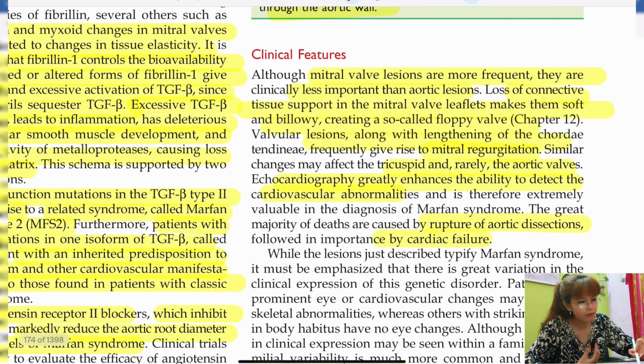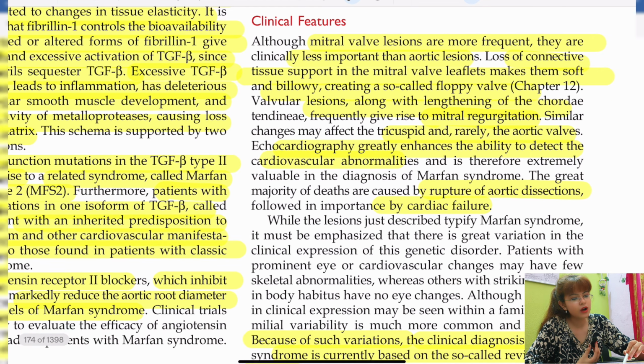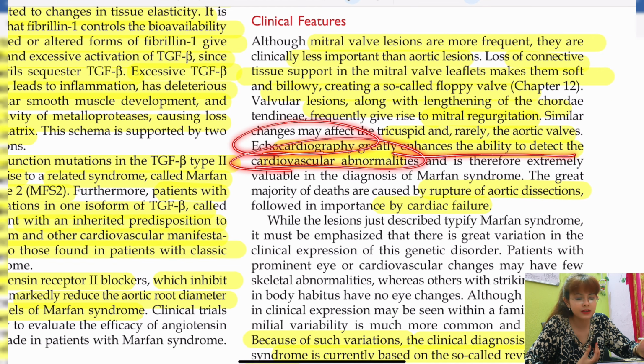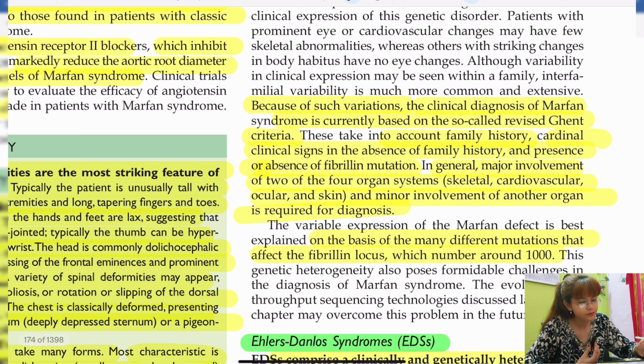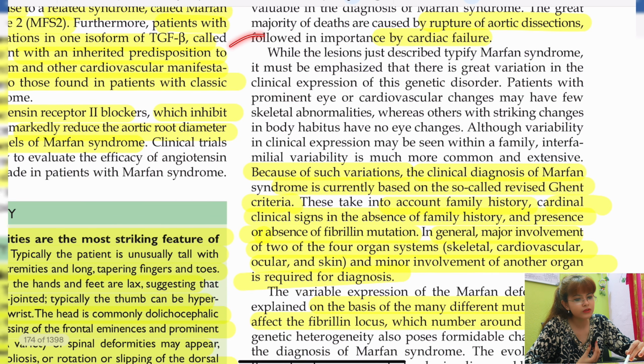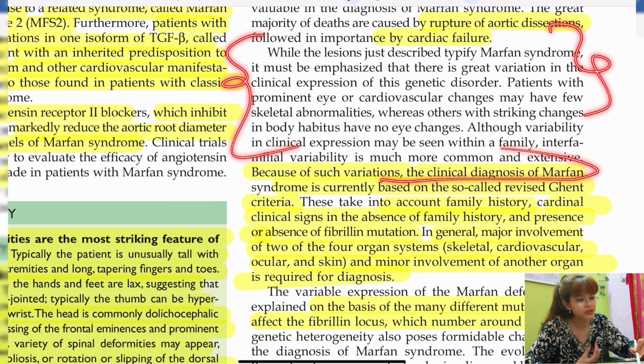Now, mitral valve lesions are more frequent, but they are less important than the aortic lesions. Loss of connective tissue support in the mitral valve leaflets makes them soft and billowy, creating a floppy valve. These valvular lesions, along with lengthening of the chordae tendineae, give rise to mitral regurgitation. Important. Similarly, the tricuspid and the aortic valves are also affected, and echocardiography can enhance the ability to detect these cardiovascular abnormalities. Deaths usually occur because of rupture of the aortic dissections, followed by cardiac failure.